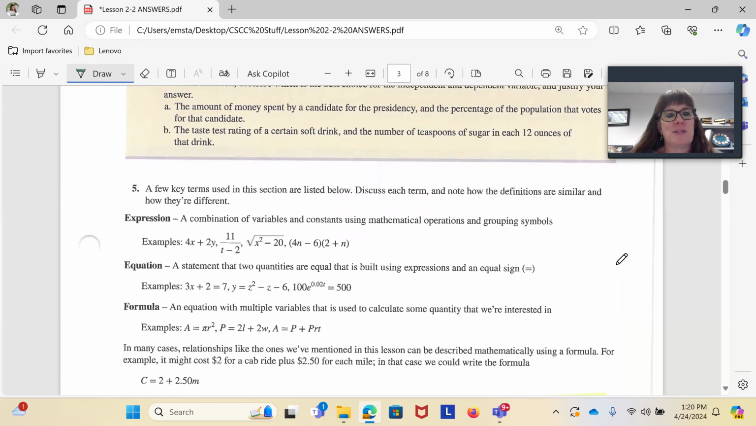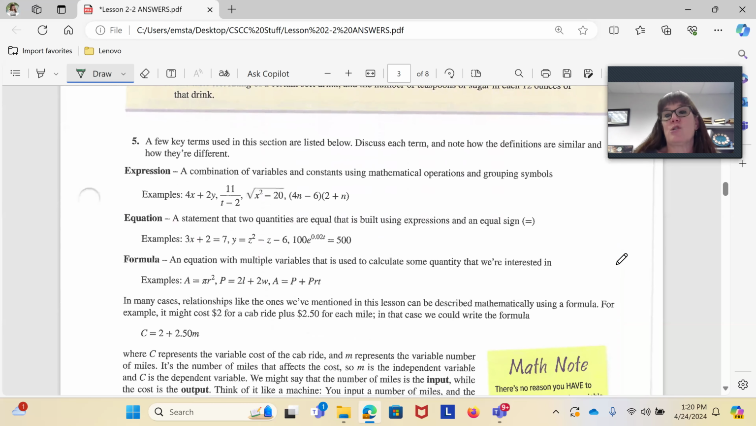Number 5, towards the middle of this page, talks about some key terms that we're talking about when we're talking about variables. So the first thing we've talked about is an expression. An expression is a combination of variables and constants using mathematical operations and grouping symbols. He gives some examples. An equation is a statement that two quantities are equal to each other, generally using expressions and an equal sign. It's generally one expression equals another expression.